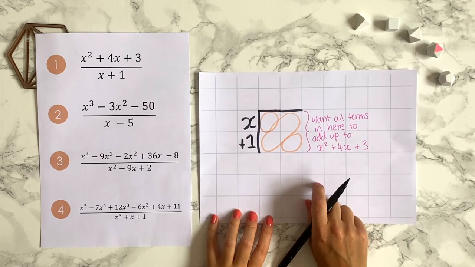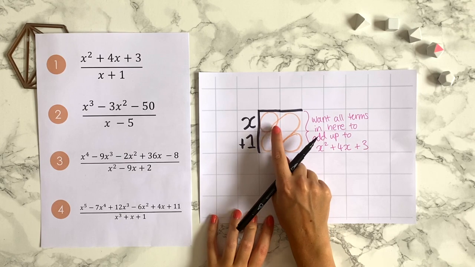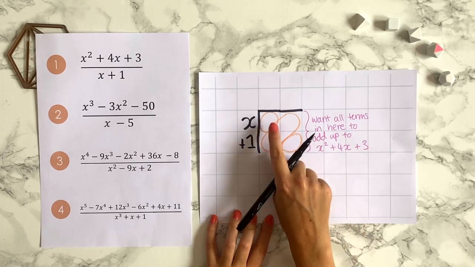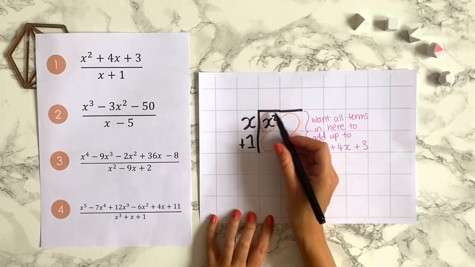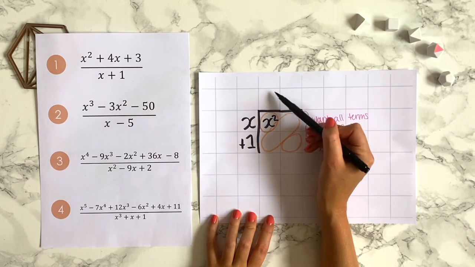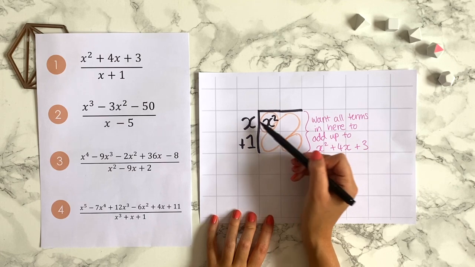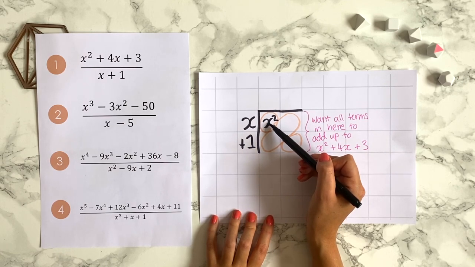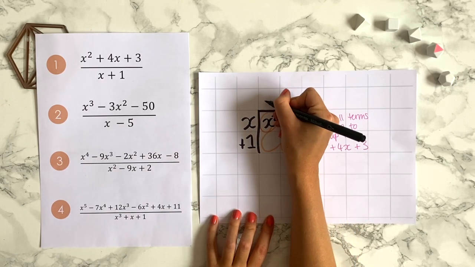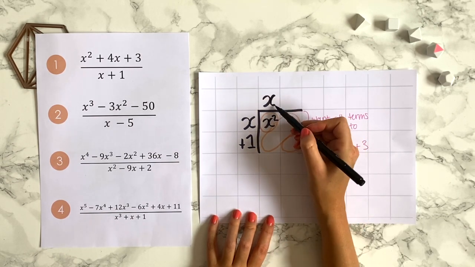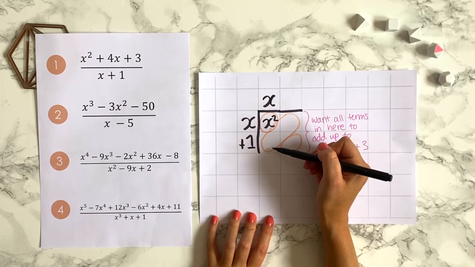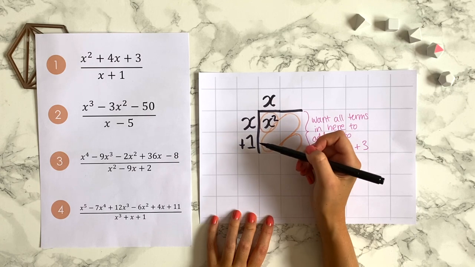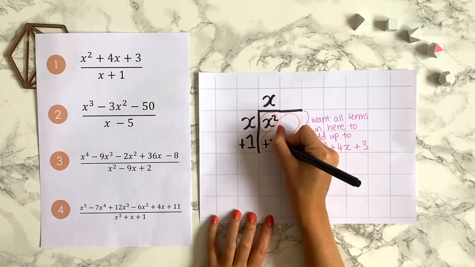Now what we do is we start in the top left corner. We want this term here to be x squared, so we write that in. What we have here is actually a multiplication grid. We want the term up here multiplied by this term to equal this term. So what times by x gives us x squared? Well, x does. So x is going to go here. And this is a multiplication grid, so we can fill in this gap here now. x times plus 1 is plus x.